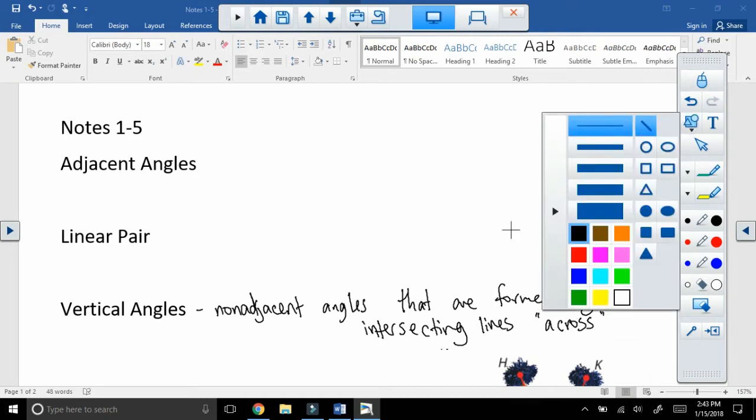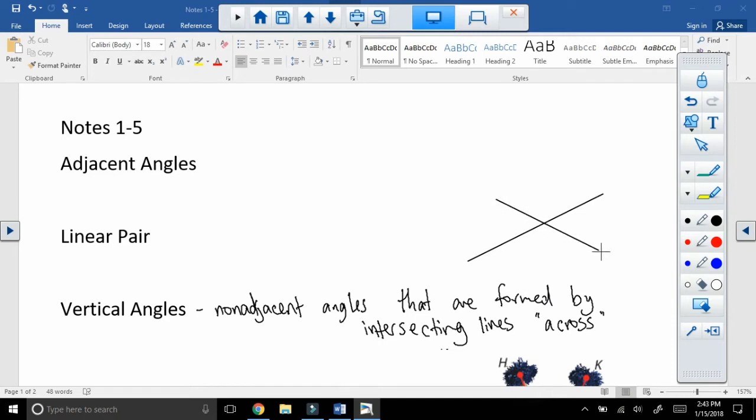If I draw these two lines that are intersecting, the vertical angles would be like right here and right here. So when you have those intersecting lines, they're directly across from each other. I could write that angle 1 and angle 2 are vertical angles. There's always two pairs of vertical angles if you just have two lines that intersect. 3 and 4, because those are kind of directly across from each other, would be vertical angles also.